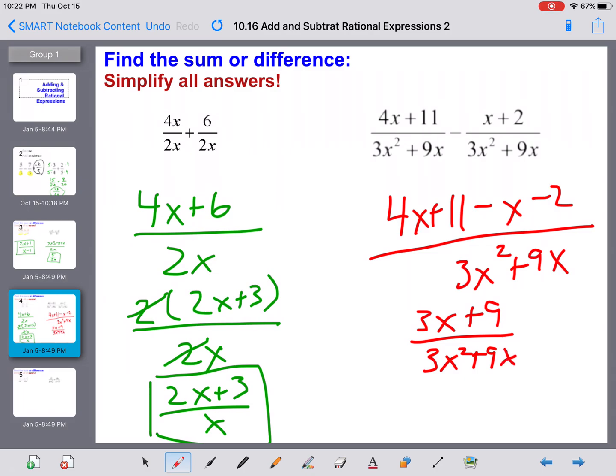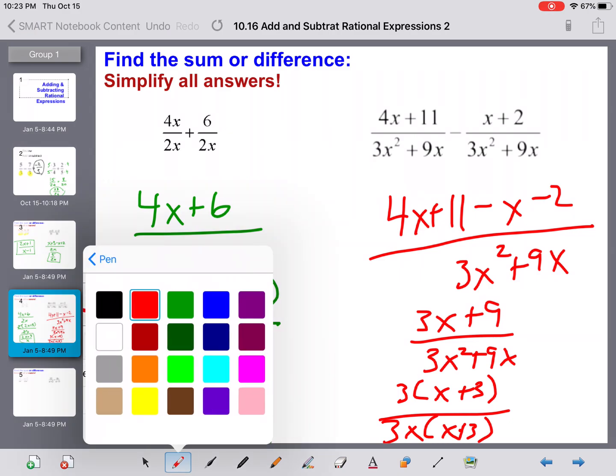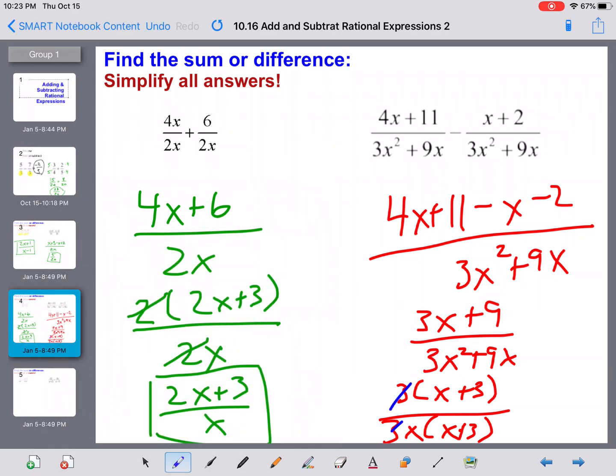We want to factor out a 3 up top, so we get x plus 3, and then we want to factor a 3x out in the bottom, and we get x plus 3. Once we get this, we can see that we have a common factor of 3, and then we have a common factor of x plus 3 and x plus 3.